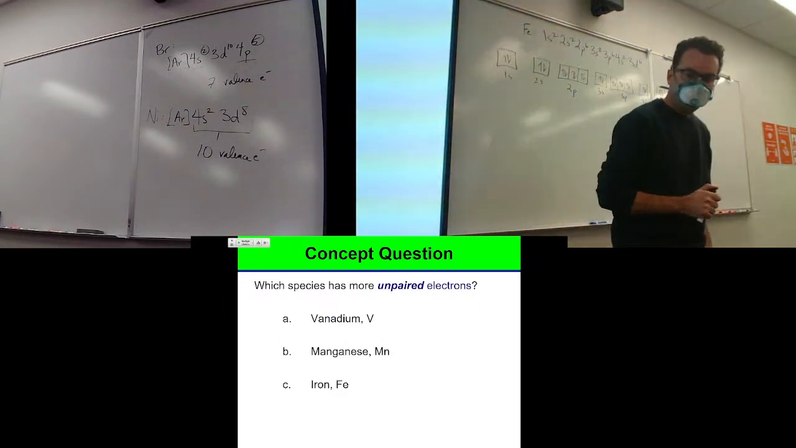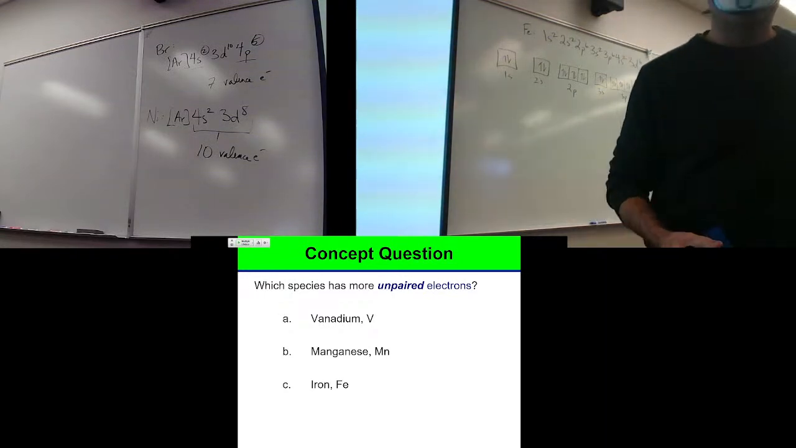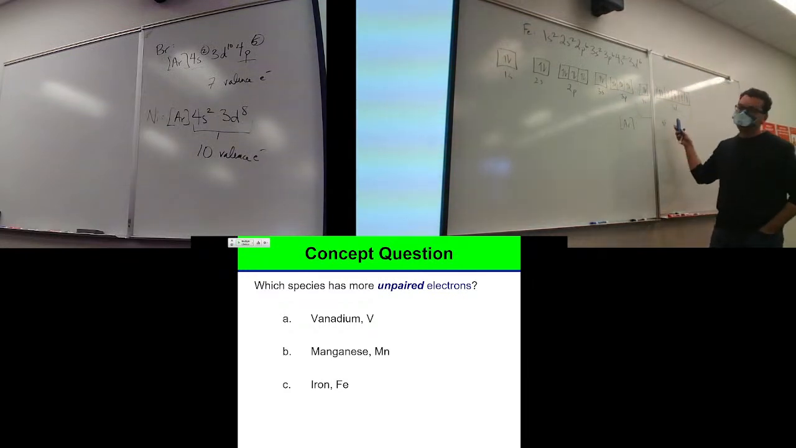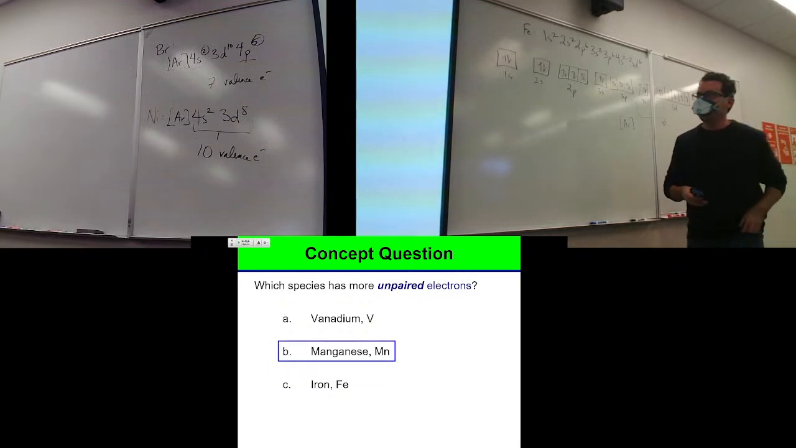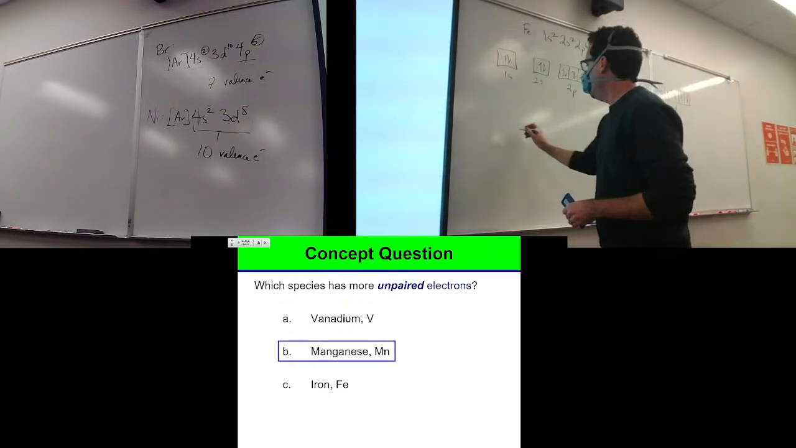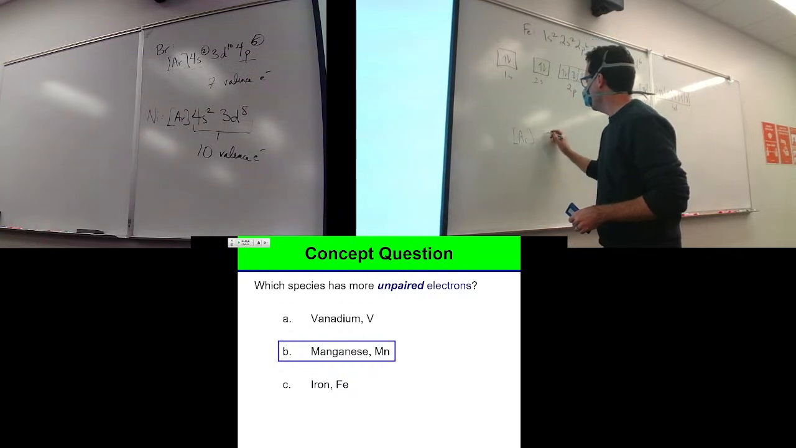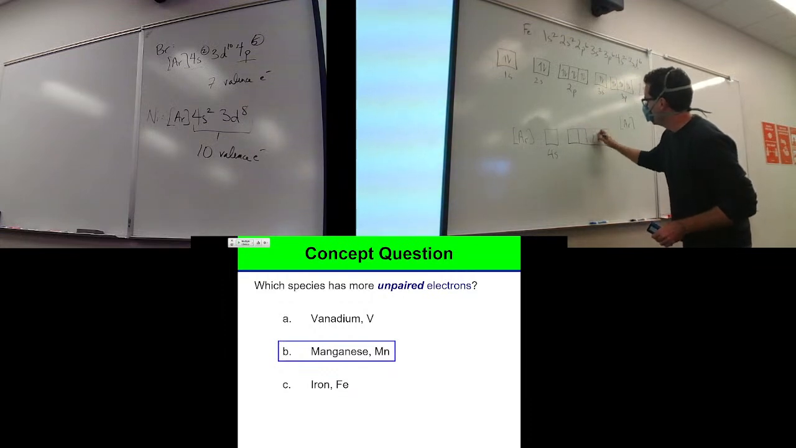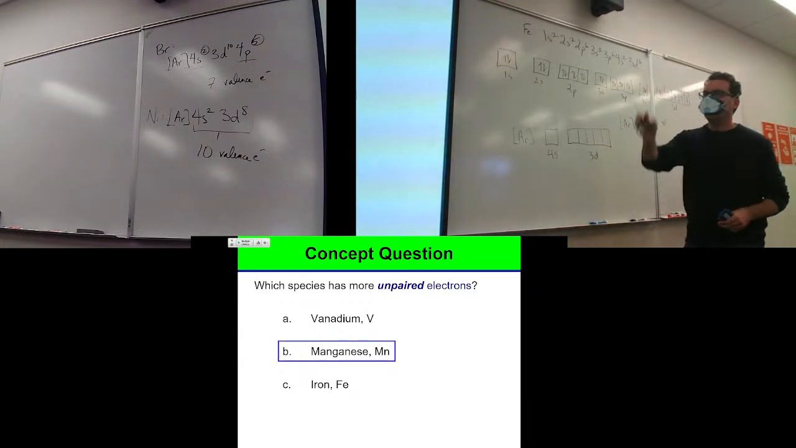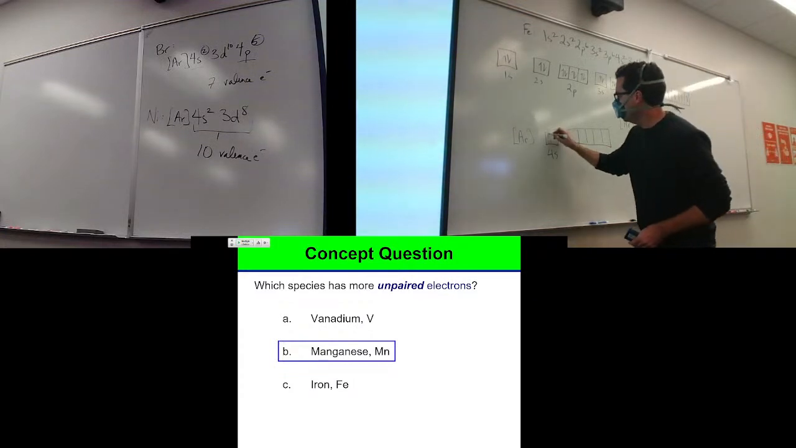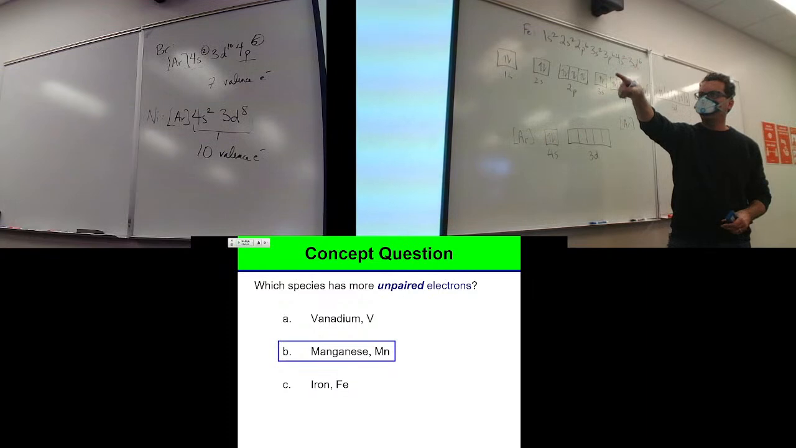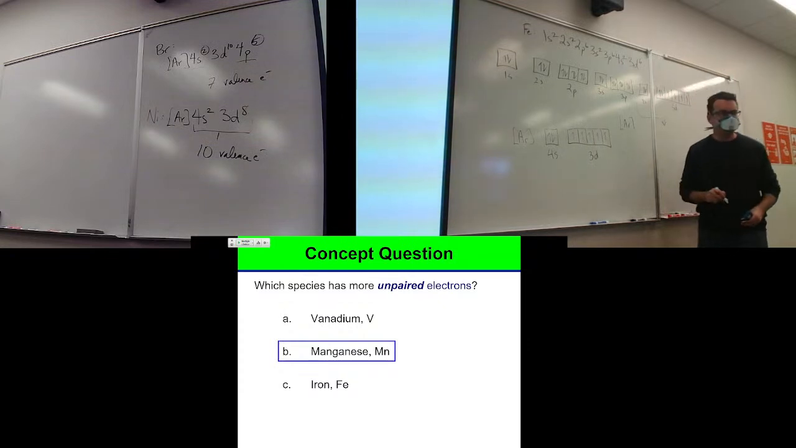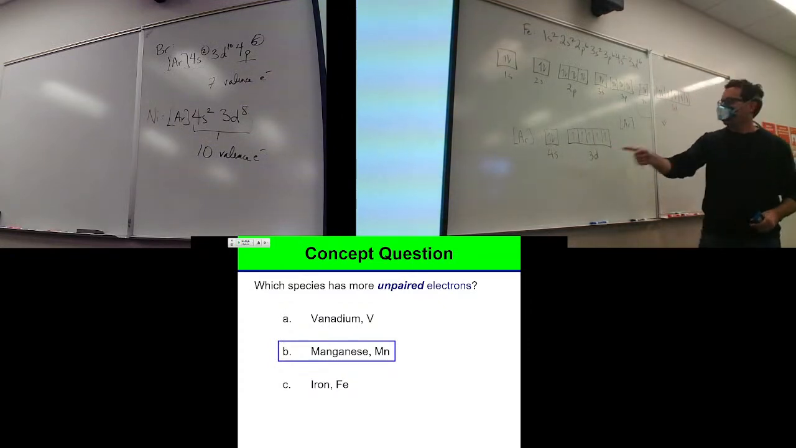Okay, I feel like we did this one last time. So, which one has more unpaired electrons? To answer this, you have to do an orbital diagram. And you'll find out that manganese has the most. Why? So manganese has an argon core. And then here's the 3d. And if you count over, so the s is full, and then 1, 2, 3, 4, 5 for manganese. So 5 unpaired electrons. Whereas vanadium only has 3 unpaired electrons.